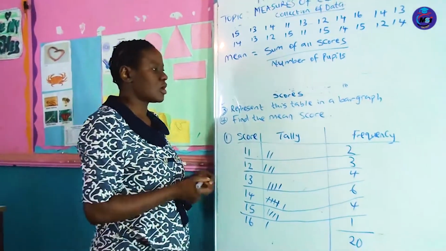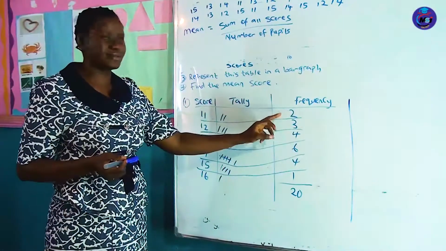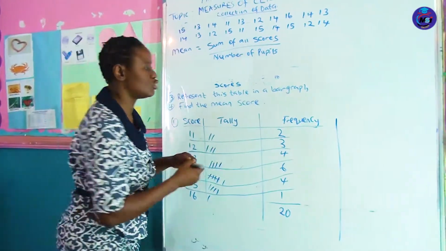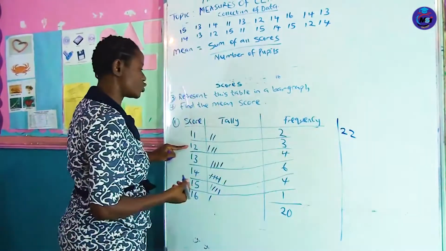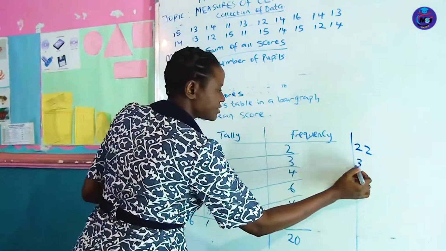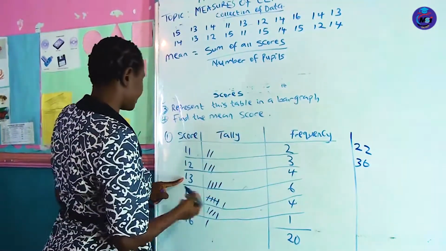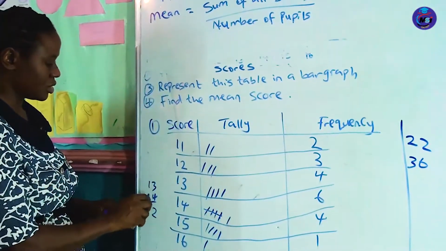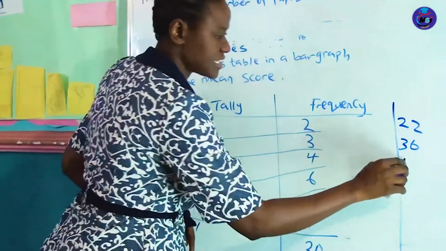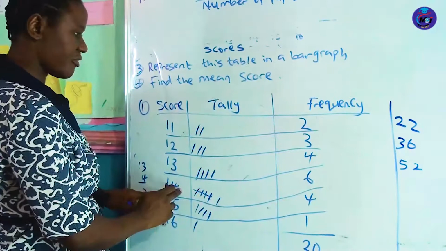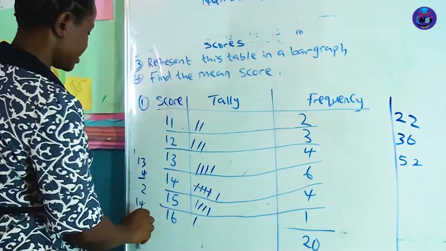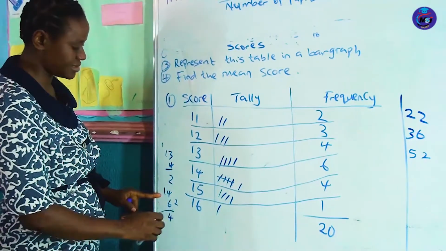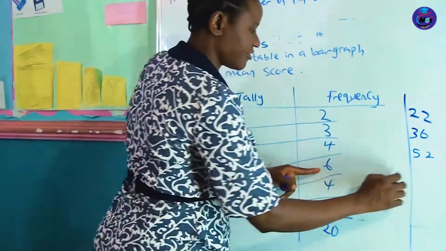I work with this. All I need to do is multiply. The score 11 occurs twice. So I could just say 11 times 2, 22, 12 times 3, 36, 13 times 4, 4 times 3 is 12, lift 1, 4 times 1 is 4 plus 1, 5. So that's 52. 14 times 6, 6 times 4 is 24, right? 4 and lift 2, 6 times 1 is 6, plus 2, 8. That's 84.